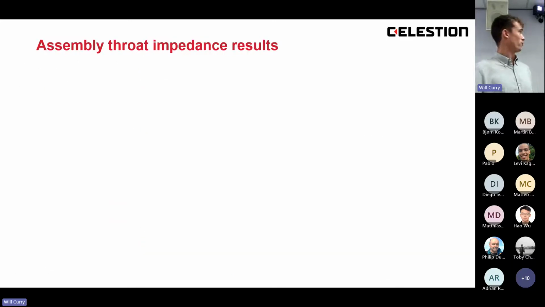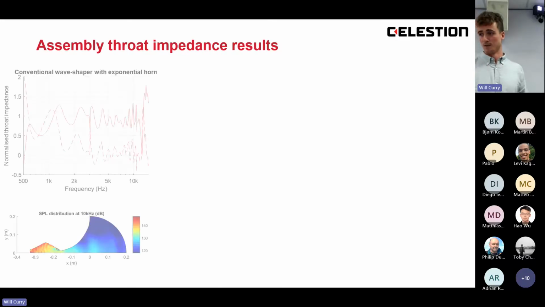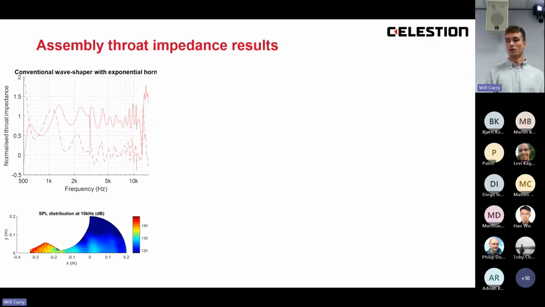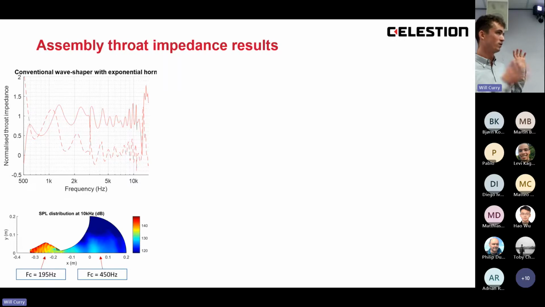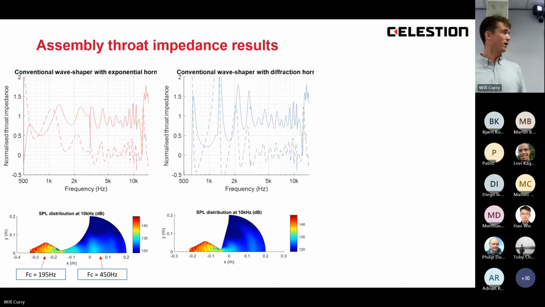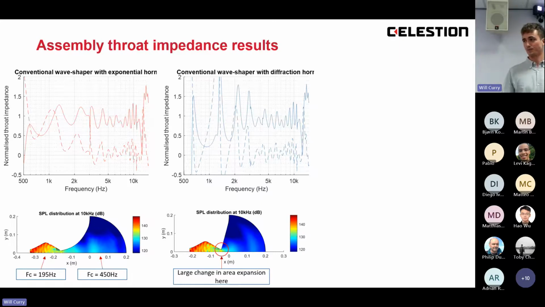So looking at the throat impedance for those same 3 different models I had in the last slide. This is the conventional wave shaper with an exponential horn. So there are some ripples in the throat impedance here, and this is due to an area expansion mismatch between the wave shaper part and the horn. This is a conventional wave shaper with a diffraction horn. So now there's these huge ripples in the throat impedance, and this is due to this large change in area expansion at the end of the wave shaper.